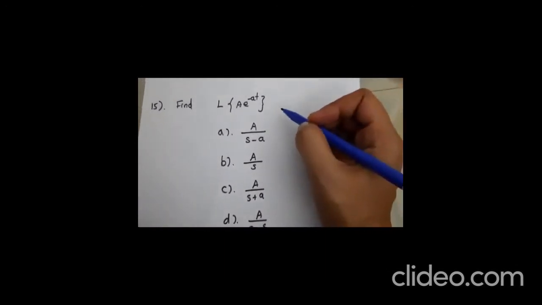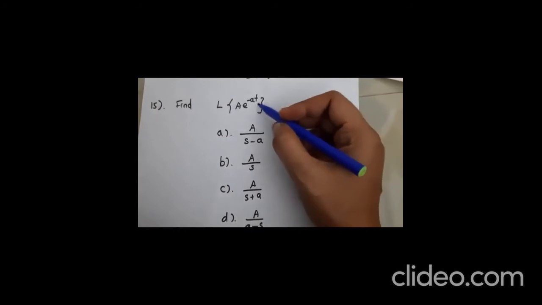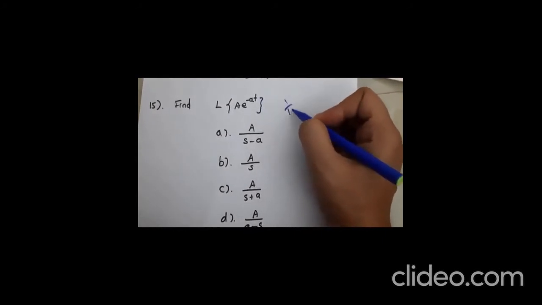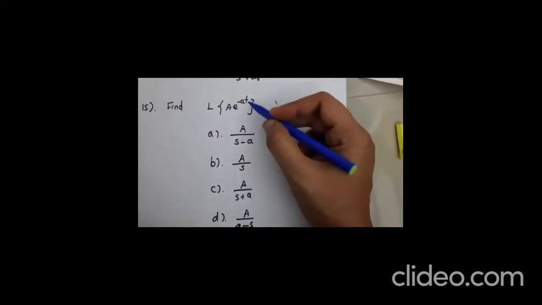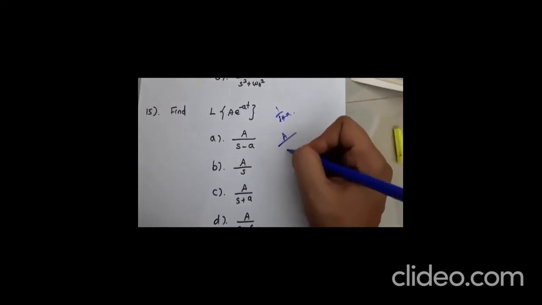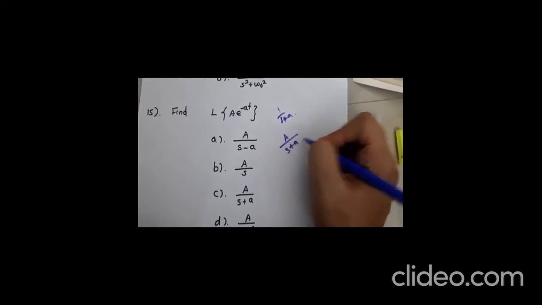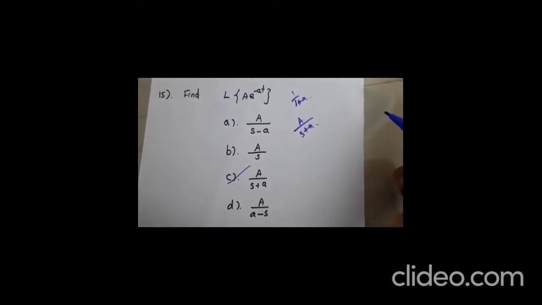Similarly, find the Laplace transform of a into e power minus at. So e power minus at means 1 by s plus a. Here minus means plus, plus means minus. So a into e power minus at means a divided by s plus a. So here the answer is C. A divided by s plus a, C is the answer.